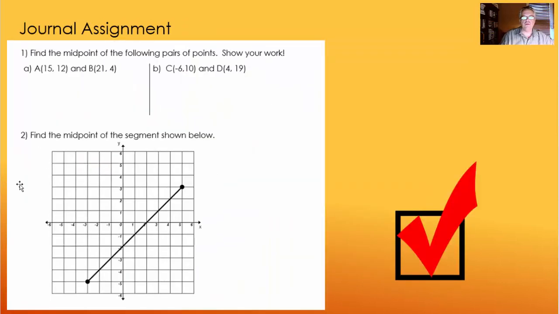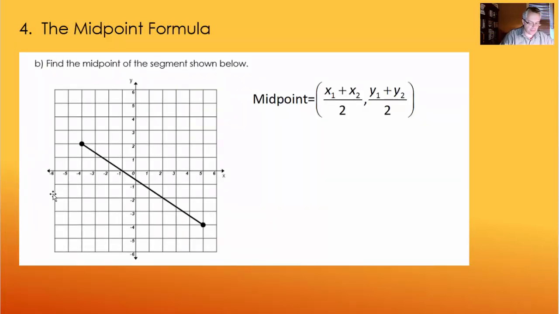All right. We've come to our last example here. We're not quite ready for the journal assignment. So this is a very similar problem. We're given the points in a graph. So instead of just giving the coordinates of the points, we read the coordinates from the graph here. So this point right here is negative 4, positive 2. And this point is 5, negative 4.